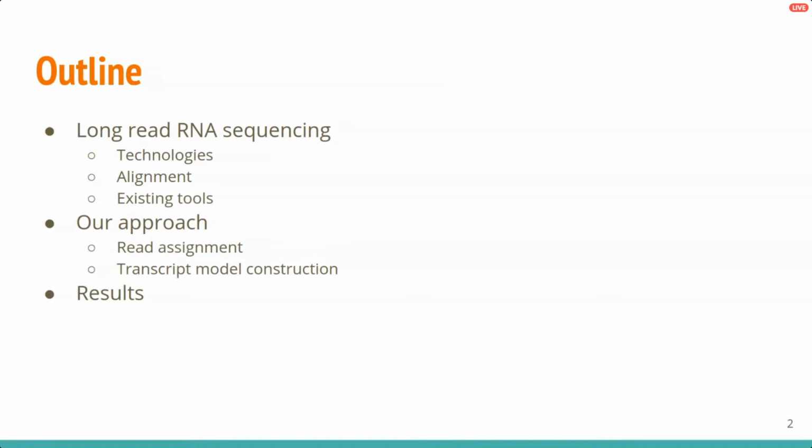First, the outline. In the beginning, I will talk a bit about long-read RNA sequencing in general, like what kind of technologies we have here, how we align those reads, and what existing solutions there are for this kind of data analysis. And then the main algorithmic part will come. I will talk about what we did in our lab, how we address the problem of analyzing long-read RNA data, and in the end, some results and discussions probably.